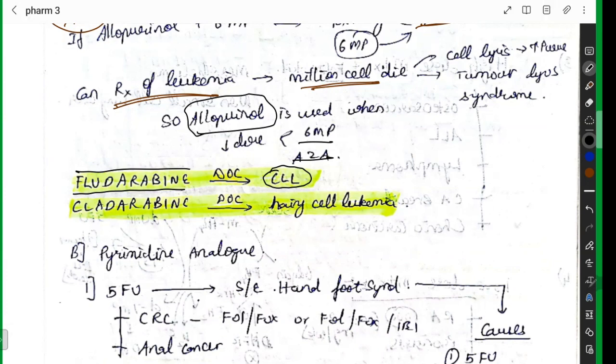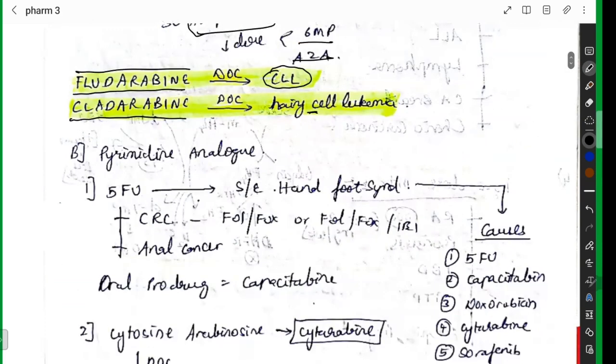Now you have another drug called fludarabine. Fludarabine is also a drug of choice in chronic lymphocytic leukemia. And you have cladribine. Cladribine is used in hairy cell leukemia. Okay, cladribine for hairy cell leukemia, fludarabine for chronic lymphocytic leukemia. Now you have the B group, which is the pyrimidine analogs. Till now what we saw were purine analogs: azathioprine, fludarabine, cladribine, and thioguanine. Now we are going to have the pyrimidine analogs. What are the pyrimidine analogs?